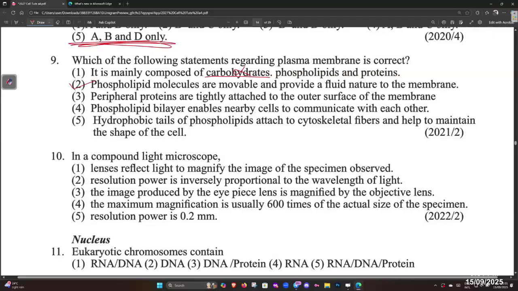Phospholipid molecules are movable and provide fluid nature to the membrane. Yeah. Peripheral proteins are tightly attached to the outer surface of the membrane.